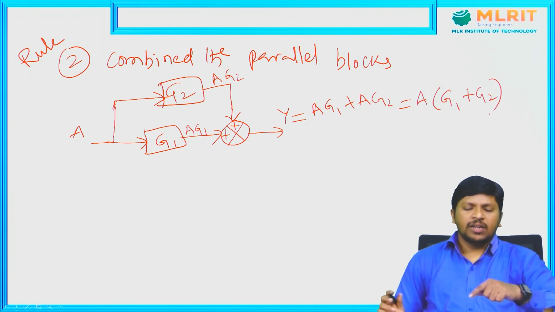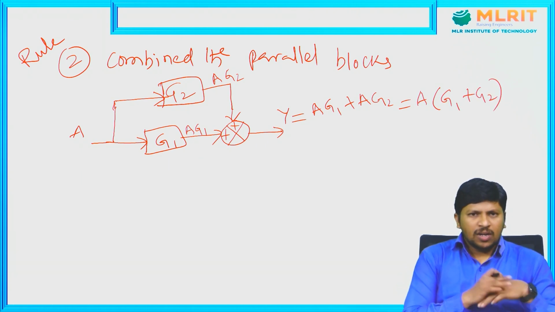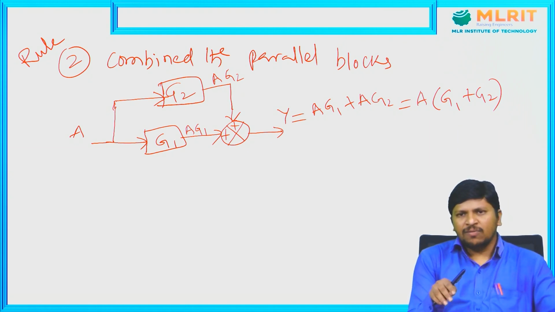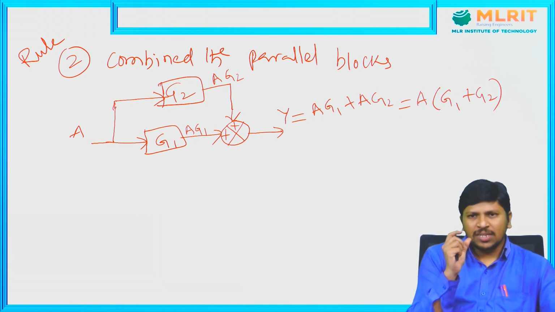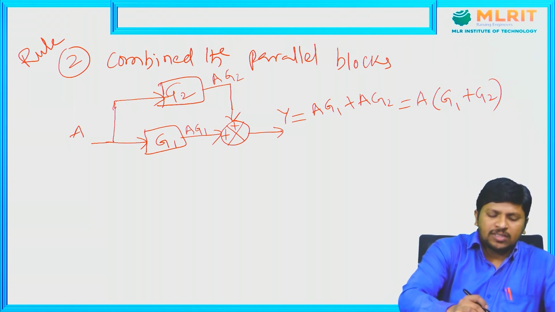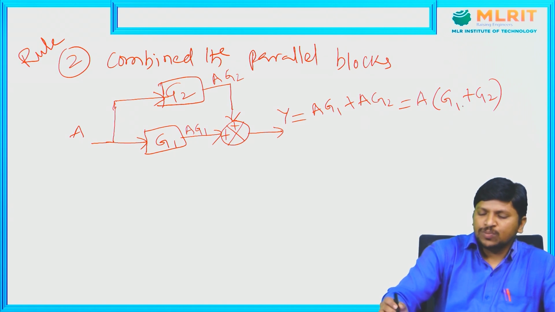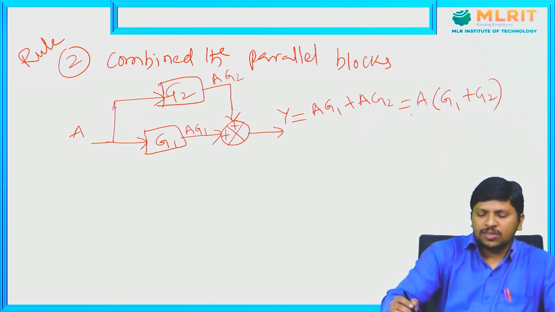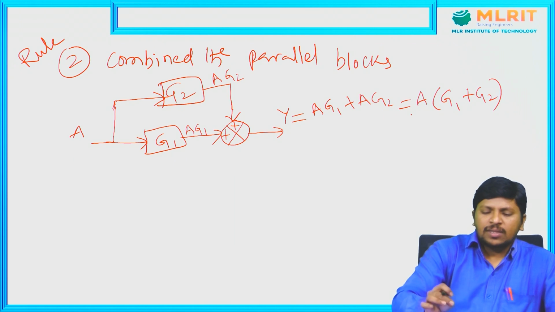If any two blocks, or more blocks, are in parallel form, then we are just going to use addition. Just add the two block gains, G1 plus G2, and multiply by the input signal: G1 plus G2 into input signal. This is how we combine the parallel blocks.